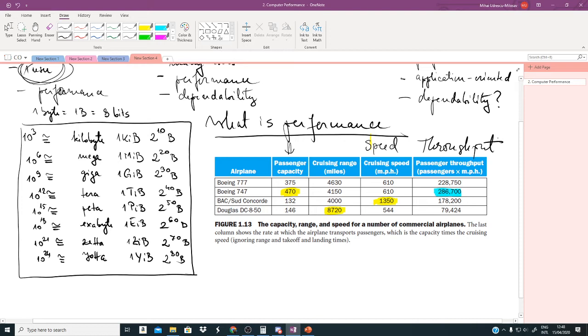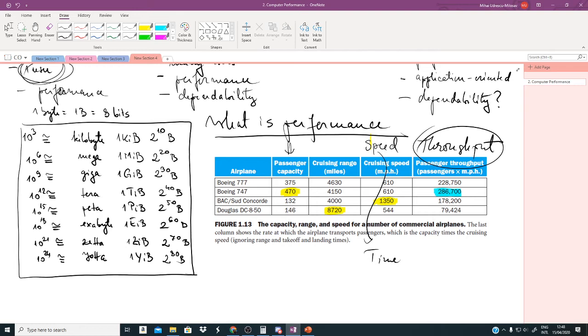Speed obviously relates to time. Why? Because if you have speed when you're traveling from New York to Paris, you will have less time to spend going from New York to Paris. And throughput is another indicator: the number of people, or in our case, for computers, because we are going to talk about computers right now.